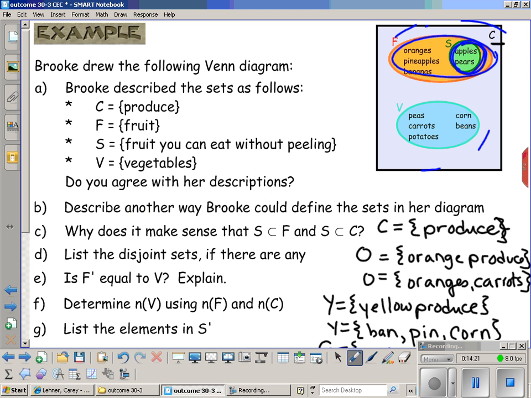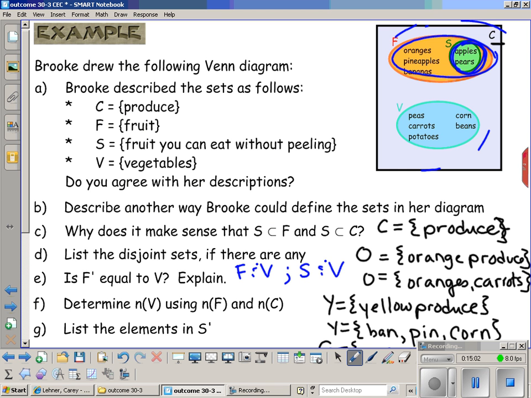D. List the disjoint sets if there are any. Now remember, disjoint means they have no elements in common. So if we look at this, fruits and vegetables are two totally distinct sets. So they are called disjoint. Fruits and vegetables are disjoint. There is no common element in them. We could also say X and Z are disjoint, because X is our fruit that you can eat without peeling, and Z is our vegetables. There are no common elements in either of those sets.